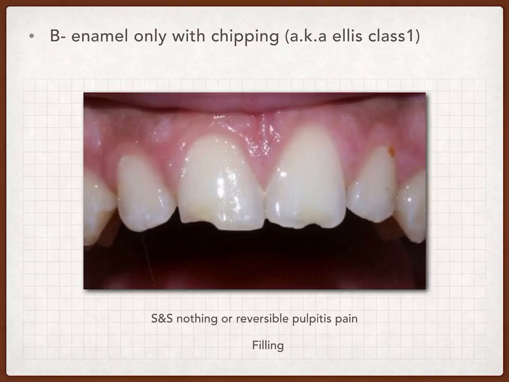The second case is when the enamel only is affected with chipping of a part of the enamel, which is also known as Ellis class 1 fracture. Here, as we can see, the sign is obviously a chipped part of the tooth enamel only, and the symptoms are nothing or reversible pulpitis pain. Obviously, the treatment is a normal filling.